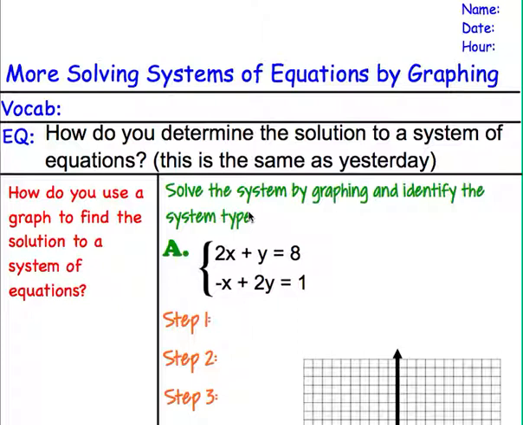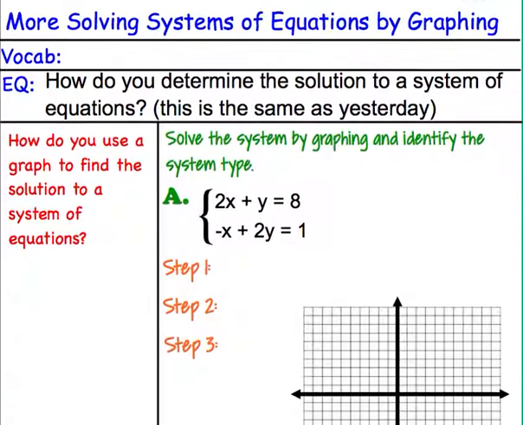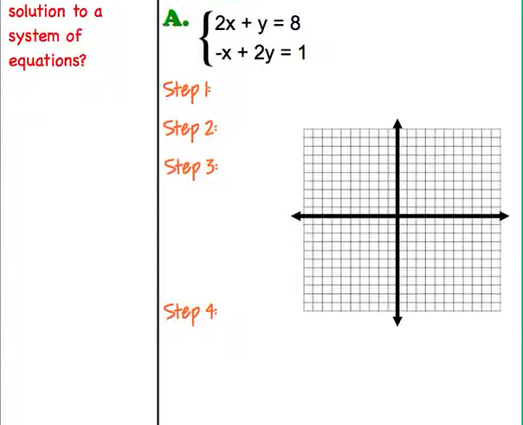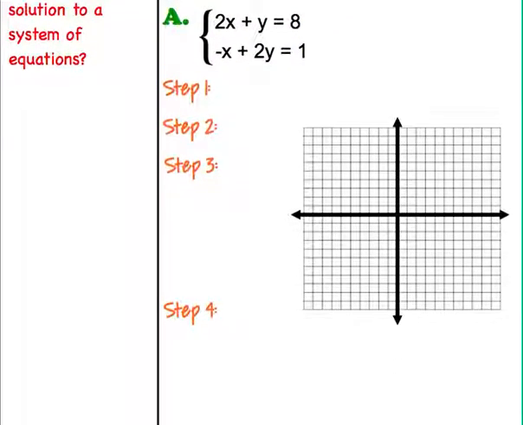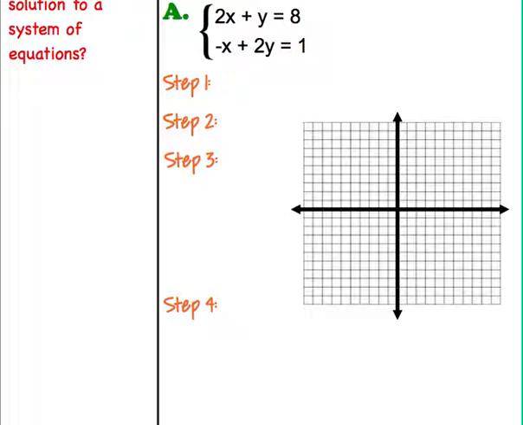So we're going to take a look today at more solving systems of equations by graphing. These ones are going to be a little bit more difficult when we talk about solving, because we will have to solve for y every time and talk about some special systems of equations. So we're going to take a look at this first example here. In this first one, we want to solve the system by graphing and then identify the type. So we have here 2x plus y equals 8 and negative x plus 2y equals 1.